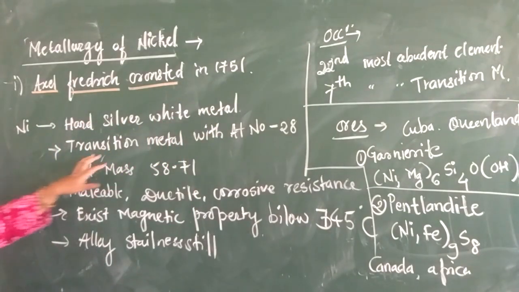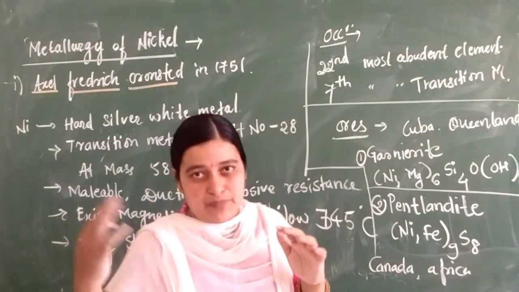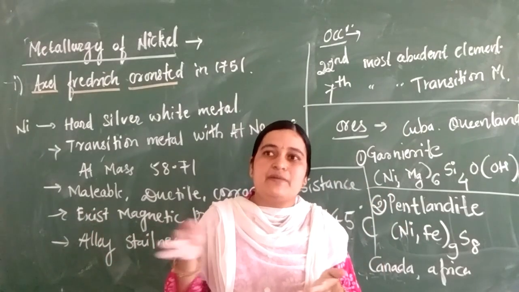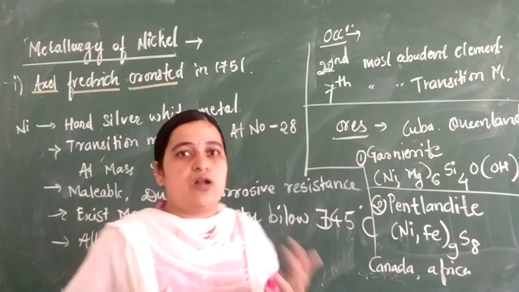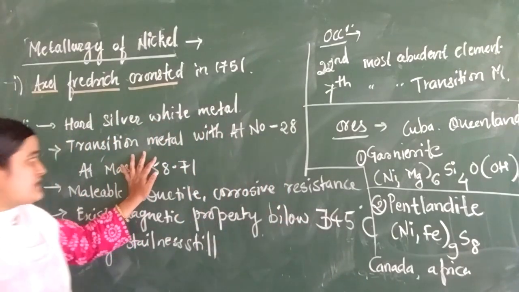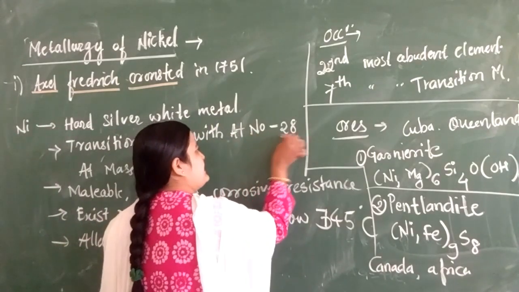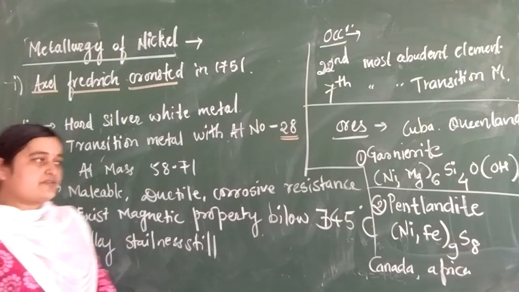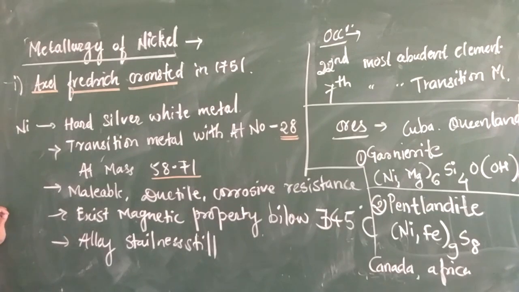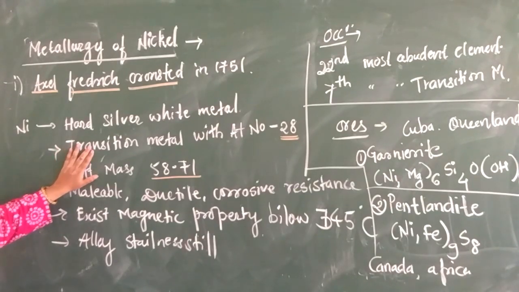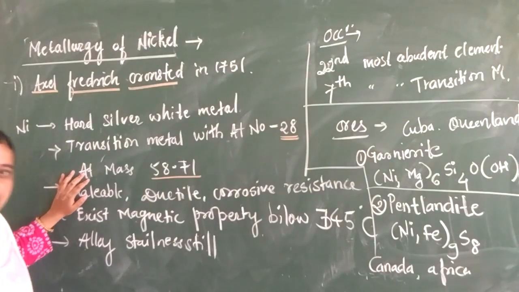The next property: it is a transition metal, no doubt, in the s, p, d, f blocks. The d block elements, lying in between the s and p blocks, show properties of both, and we call them transition metals. So this is one of the transition metals present in the d block itself, having atomic number how much? 28. The atomic number of nickel is 28 and the atomic mass is 58.71.